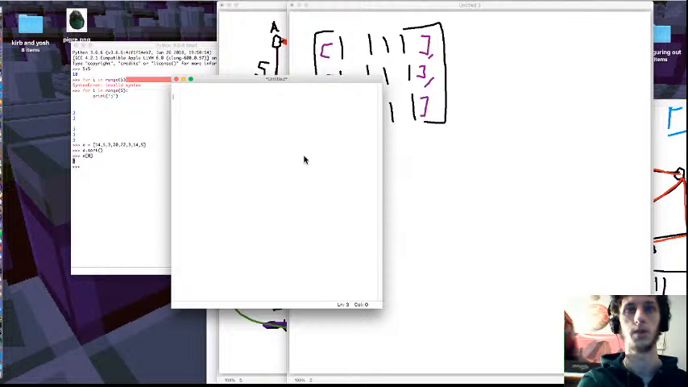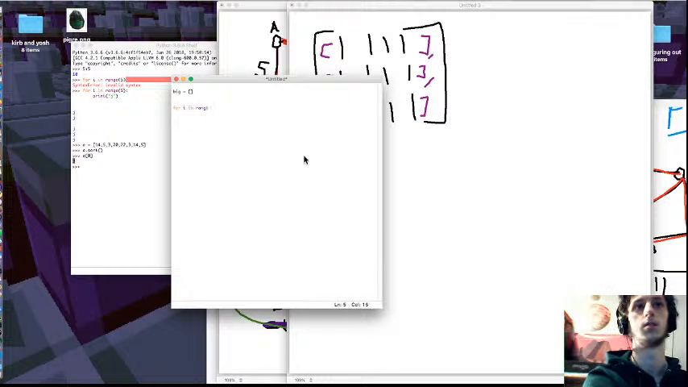Okay, so how does this look in Python? Good question. I think it looks like this. Let's call it big, for i in range 3. I'll explain what's going on in a second.